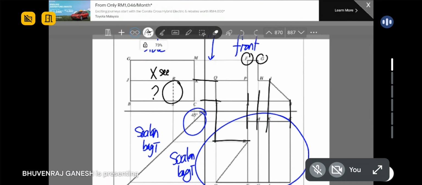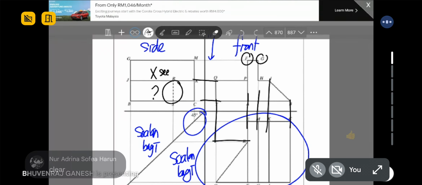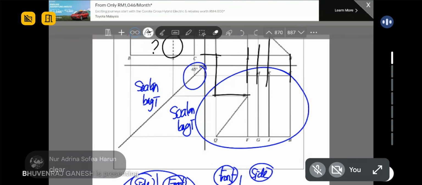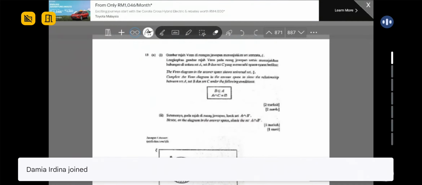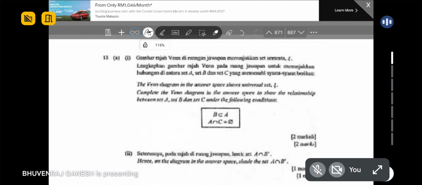Okay, any problem with this question? Can I have some feedback? Clear or not clear? I need some response. Jelas atau tidak? Clear. Okay, very good. Make sure you guys just try more questions. Then you will become better. Okay, kamu cuba lebih soalan, kamu akan jadi lebih bagus.